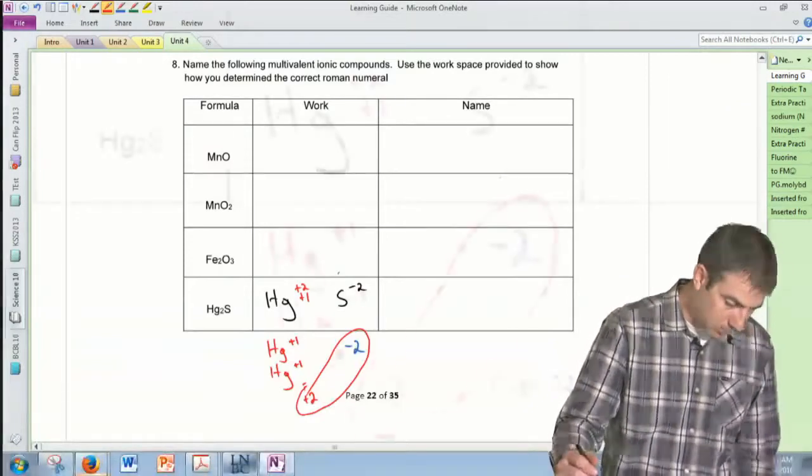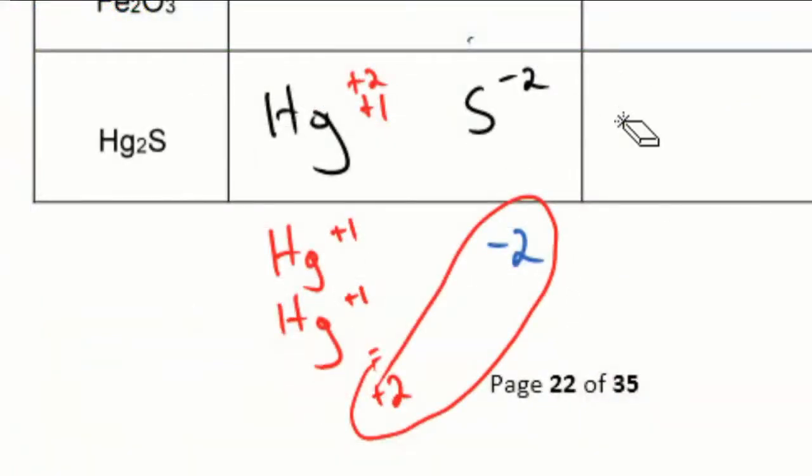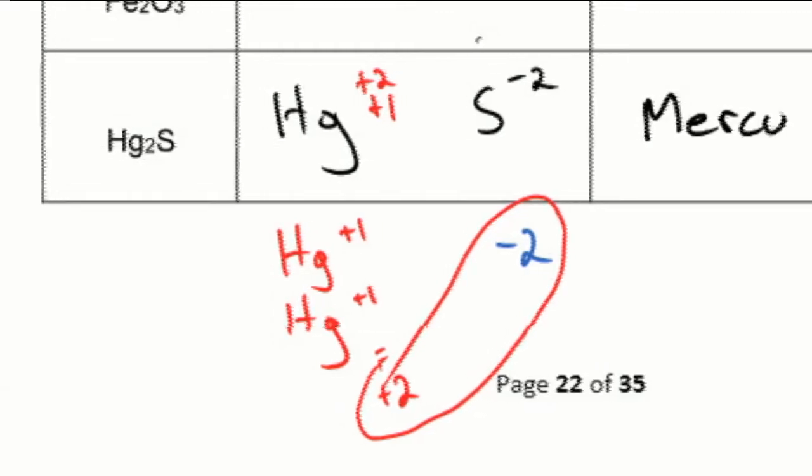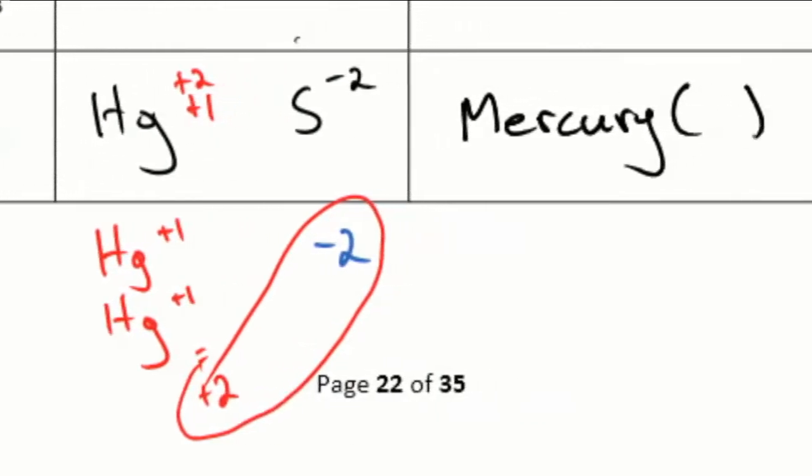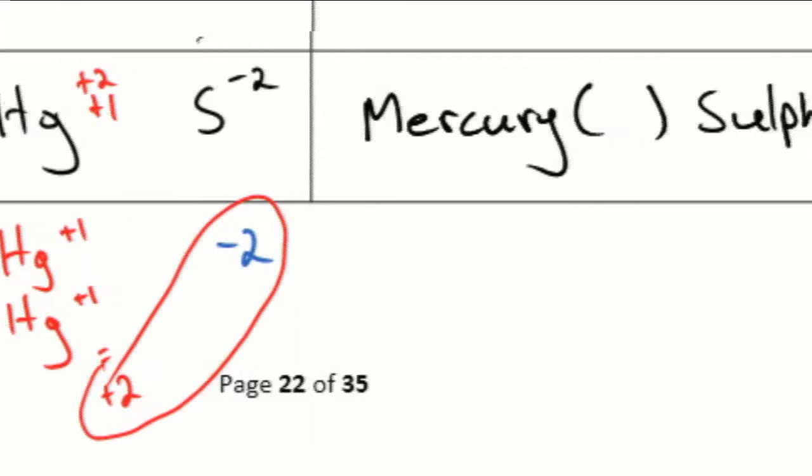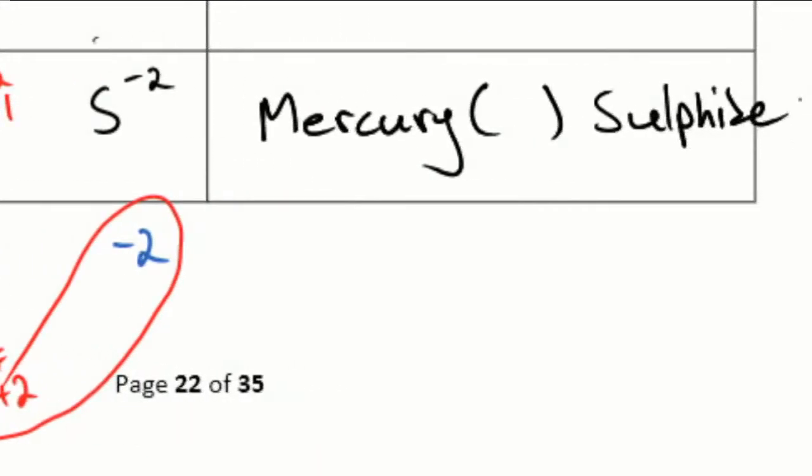And I need to indicate that with a Roman numeral. And this is sulfide. So name the metal, mercury, name the nonmetal, sulfur, change the ending to "ide", and then we indicate with a Roman numeral which charge we're dealing with. And in this case, it is mercury 1 sulfide.